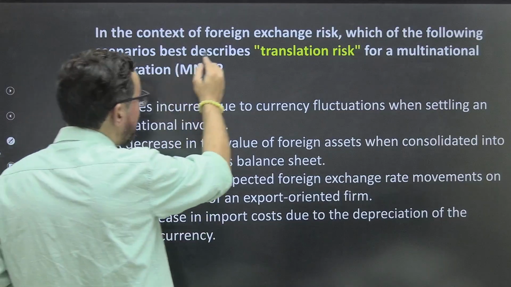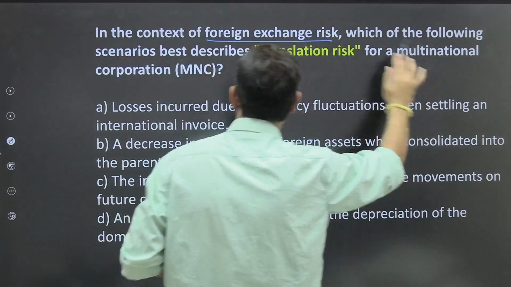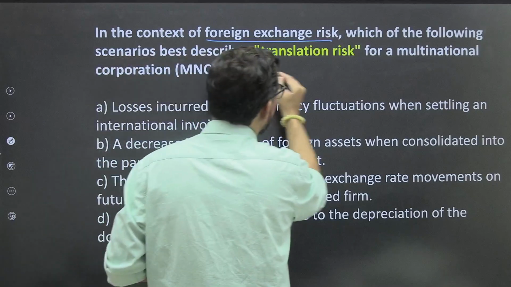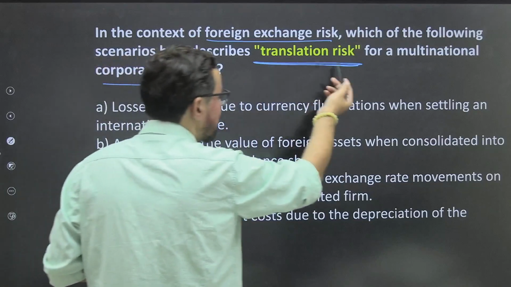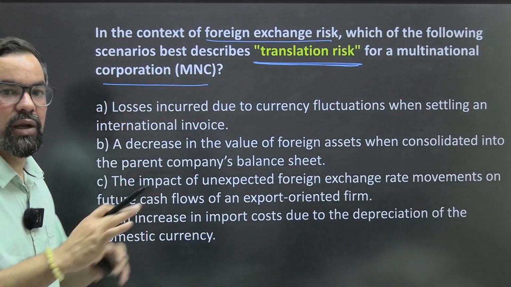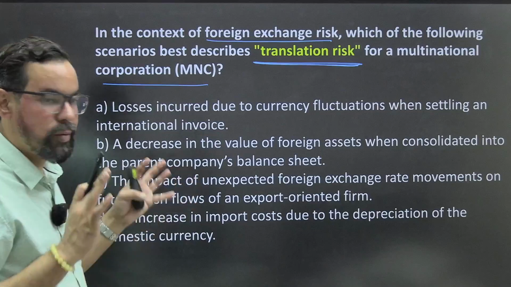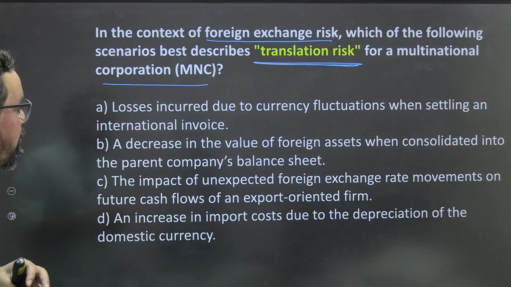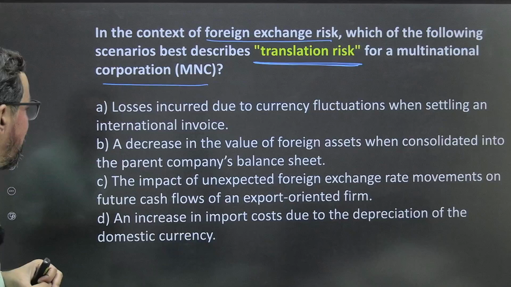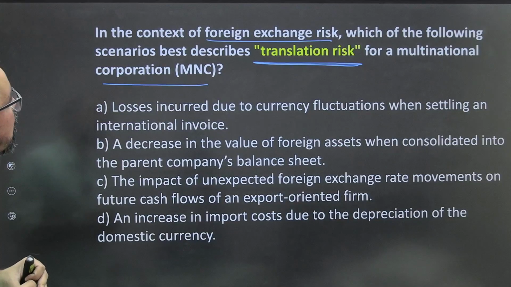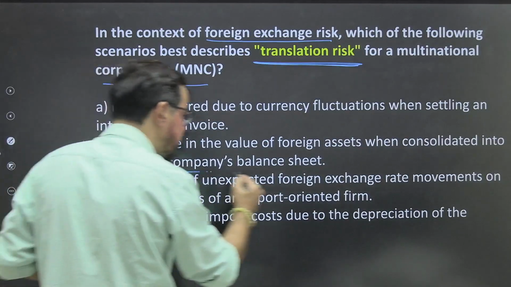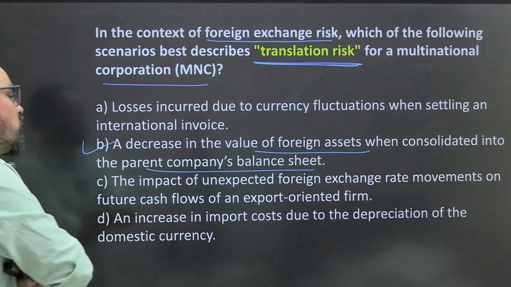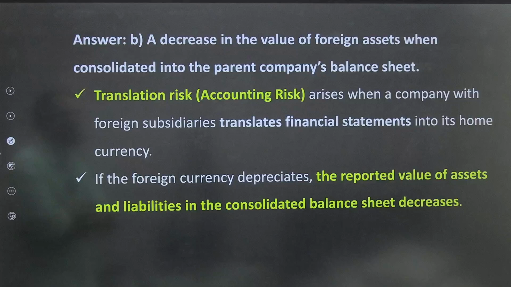In the context of foreign exchange risk, which of the following scenarios best describes translation risk for a multinational corporation, MNC? So translation is basically one country's asset being converted into another country's currency, so that can be your risk. Loss incurred due to currency fluctuation when settling an international invoice. A decrease in value of a foreign asset when consolidated into the parent company's balance sheet. Absolutely right. The impact of unexpected foreign exchange increase. Option B will be the right answer for this one.